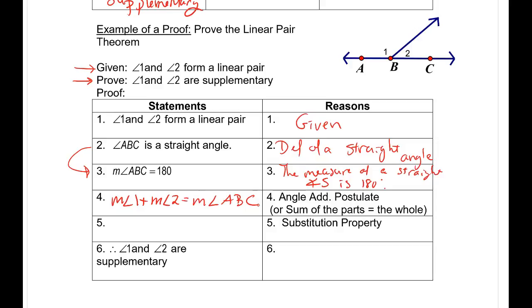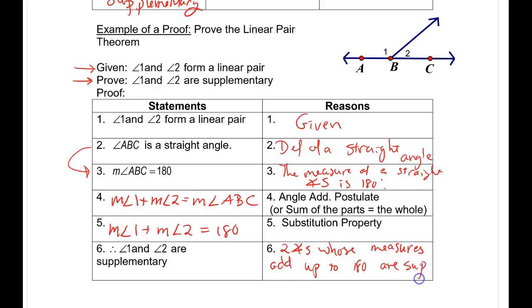Now, look what I'm going to say here. Substitution property. What am I going to substitute in? The 180, exactly. So I get the measure of angle 1 plus the measure of angle 2 equals 180. So that's the substitution property. If two angles' measures add up to 180, they must be supplementary. So two angles whose measures add up to 180 are, let's abbreviate, supplementary. Can we just say sup is supplementary from here on out? Can we just save time doing that?